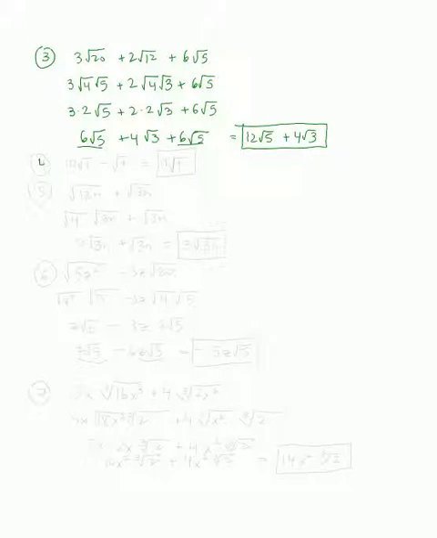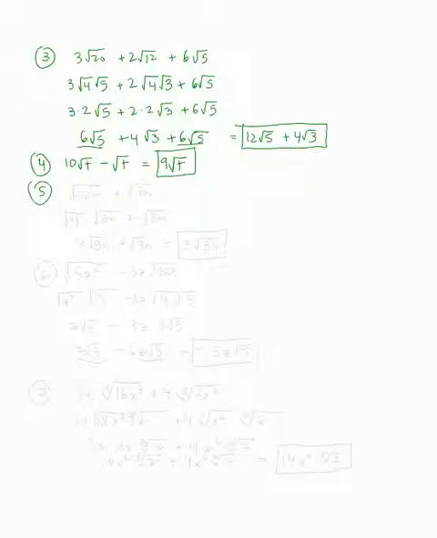Alright, let's do some with variables thrown in. 10 square root of t minus square root of t. Now, because they're the same radicand, we can go ahead and subtract. 10 root t minus root t gives us 9 root t.